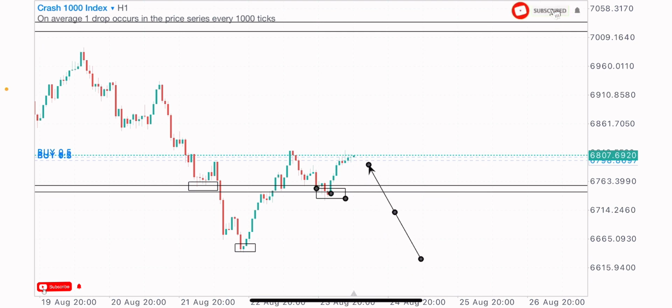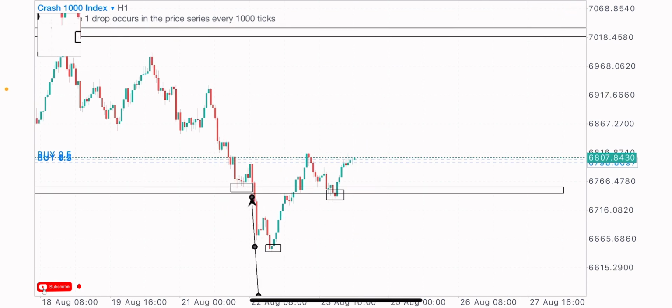So for the market to give us information of this kind, it indicates that we are to expect the buys in the coming hours on Crash 1000 index. This formation is a bullish reversal formation, an inverted head and shoulders pattern. We needed the market to give us information of this kind with a couple of confirmations for the buys to the upside. So we're expecting the buys on Crash 1000 index to this point.